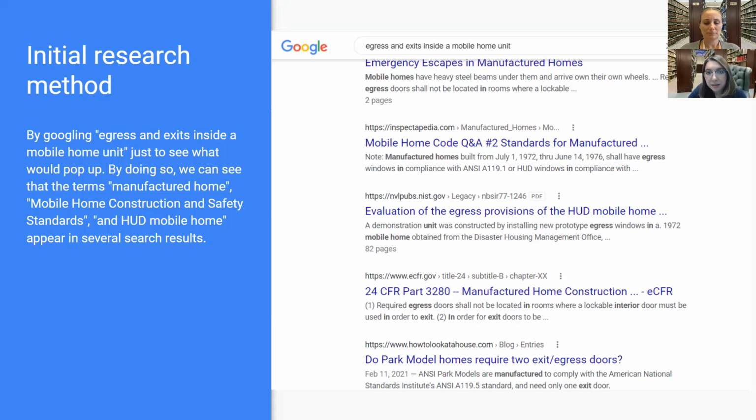And HUD, H-U-D, which is the housing department of the United States, right? So these words, I list them all down and I try to find what connects them together and if I can use them in my search method.